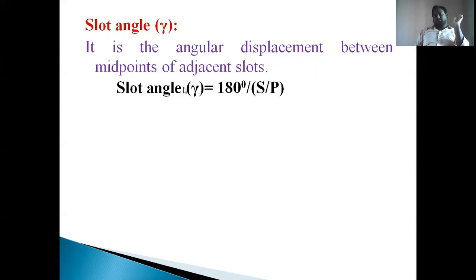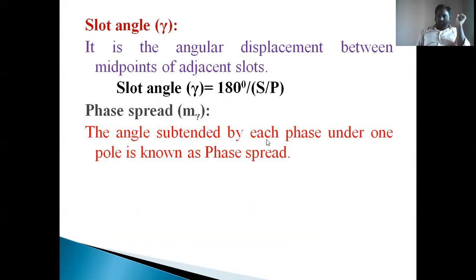Next definition is phase spread. Phase spread means the position of the phase conductor in the armature winding; the load is directly connected to the armature terminals. Armature terminals means the armature has three phases for three phase machines, that's why three phase conductors are there. So we can consider one phase, the position of the phase conductor with respect to one pole. The angle subtended by each phase under one pole is known as phase spread, which is represented with m gamma.